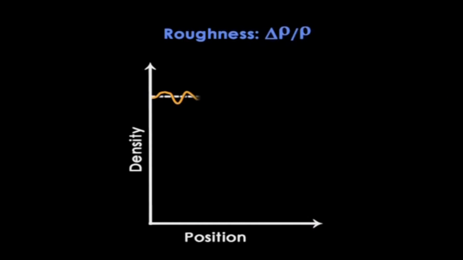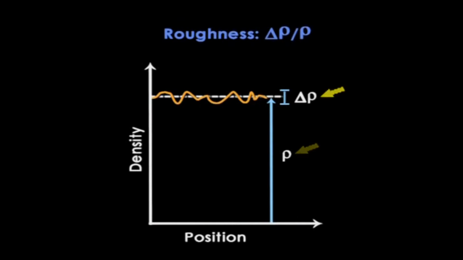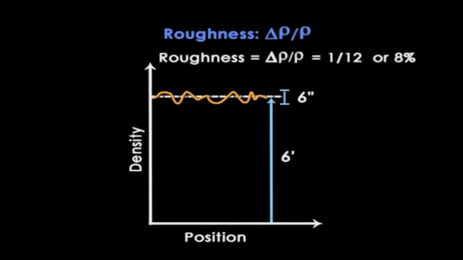The density of matter varies a little bit from place to place. It gets denser and then less dense above and below the mean in a haphazard way like this. The roughness is defined to be the ratio of the variation to the mean. In math terms, the roughness is delta rho over rho, where rho is the average density and delta rho is the small variation. Think of a swimming pool 6 feet deep with 6-inch waves. Its roughness is 1/12, or about 8%.